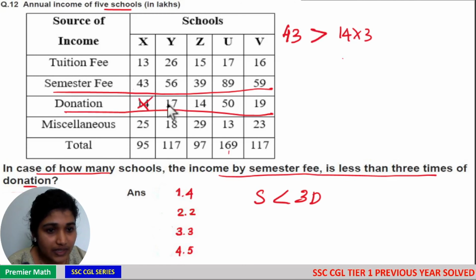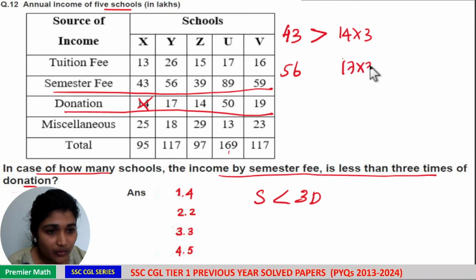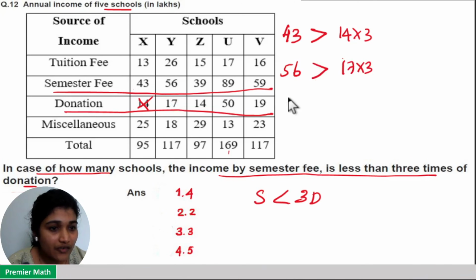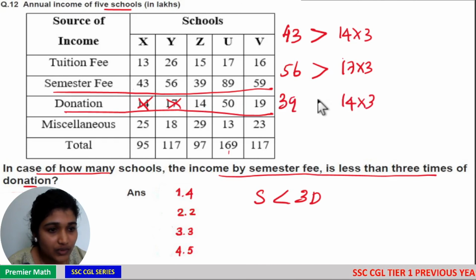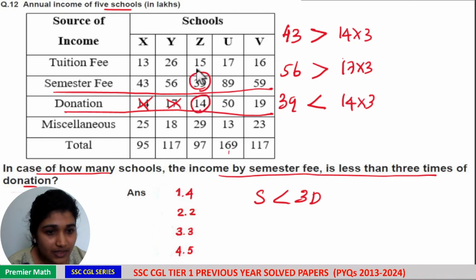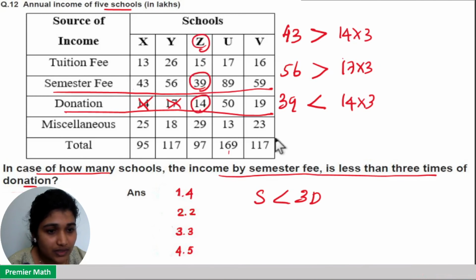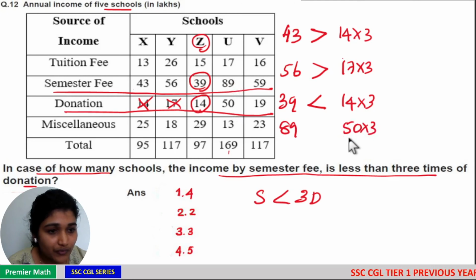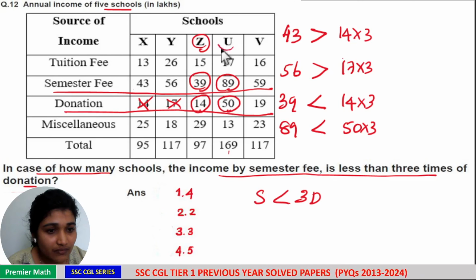And here next is 56 semester fees and 17 donations. So 17 into 3 is 51, which is less than 56. So eliminated. Now 39 is semester fees and 14 as donation. 14 into 3 is 42, which is greater than 39. That is, this is selected. So this school is in our option. Now next is 89 semester fees and 50 donations. So 50 into 3 is 150, which is greater than 89. So we can select it.